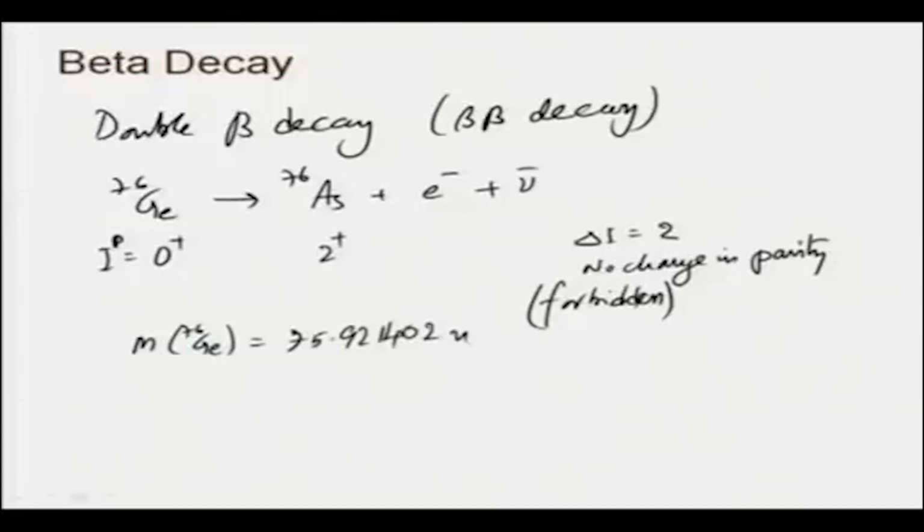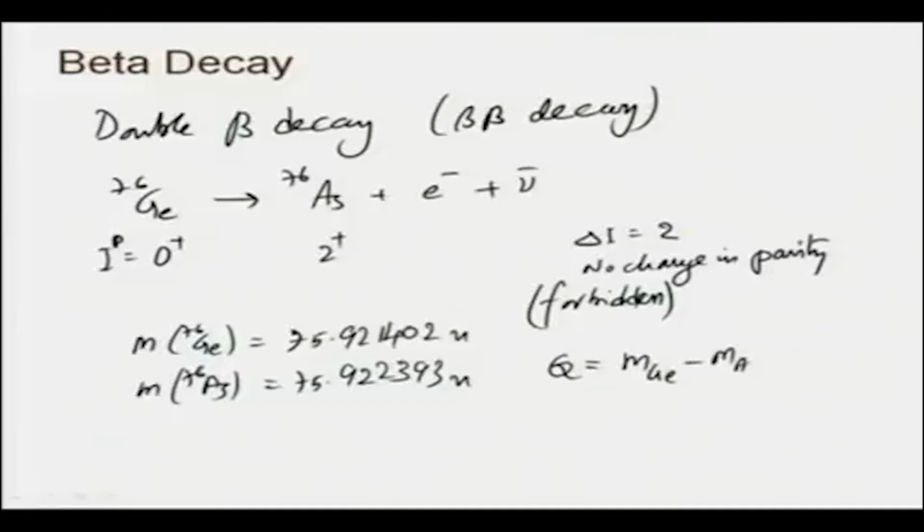Even if we take the mass of germanium 76, which is equal to 75.921402 atomic units, and the mass of arsenic 76, which is 75.922393 units, you see immediately that Q is equal to M germanium minus M arsenic. M germanium is smaller than M arsenic and therefore Q is smaller than 0, or negative. So, you have a daughter with larger mass, which is energetically not possible.